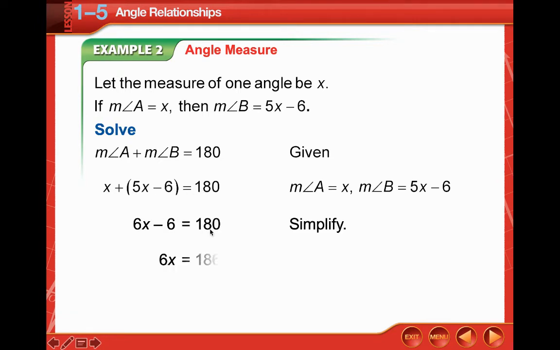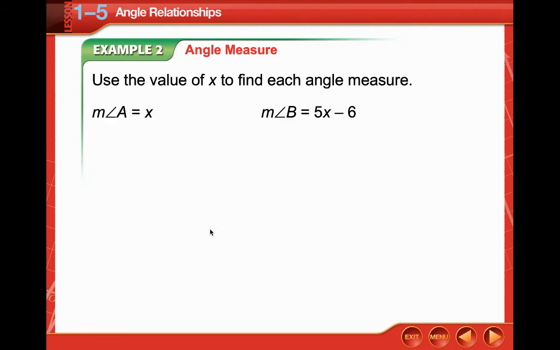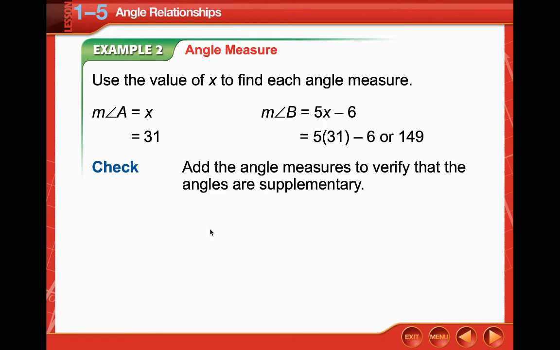6x minus 6 equals 180. 6x equals 186. Divide by 6 on both sides. x equals 31. So A is going to equal 31. B is going to be 5x minus 6. x is 31, so 5 times 31 is, I believe, 155. Subtract 6, you get 149.